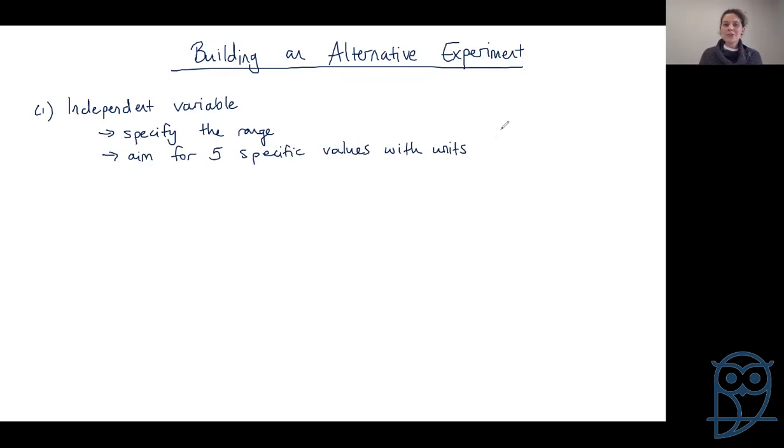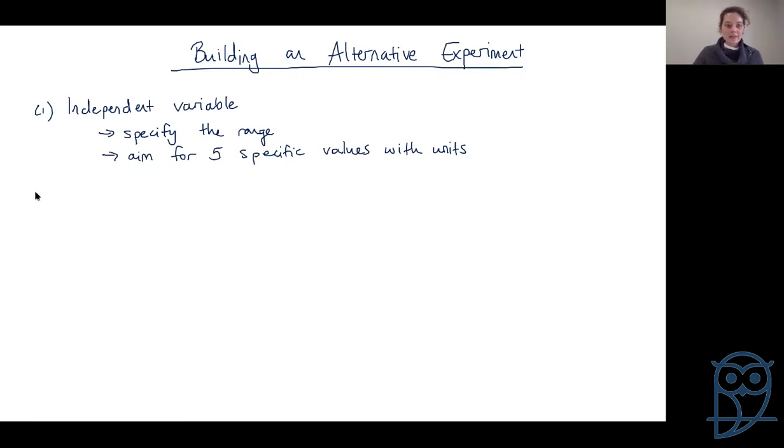Of course, if you're going to look at different experiments, it could be different. Maybe you're looking at plant growth in the light and in the dark. Then you're not going to have 5 values. You're going to have light and dark. That's it, end of story. But this is the thing that you want to keep in mind. When you've got these ones which are working with more different options, then give 5 specific ones and don't forget your units.